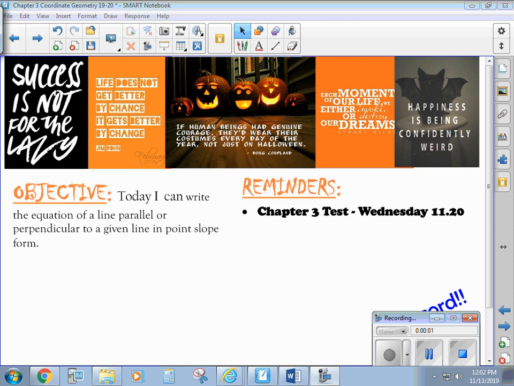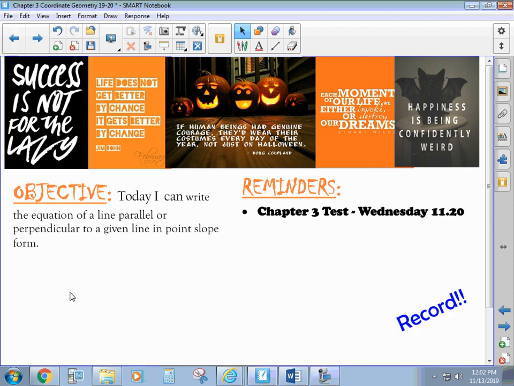Okay. So today we are going to be doing the same exact thing, except making it harder. So we know the equation of the line is y equals mx plus b. That's one way to write the equation of the line.